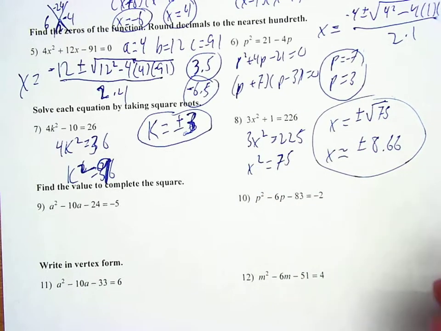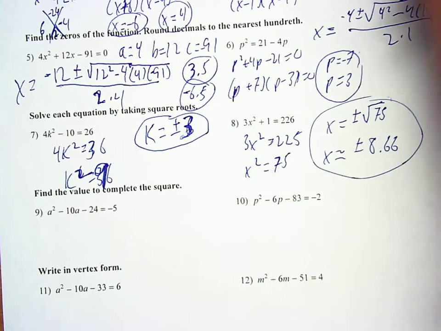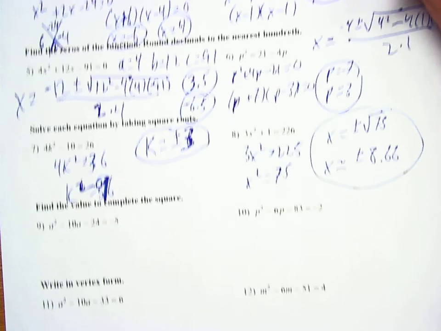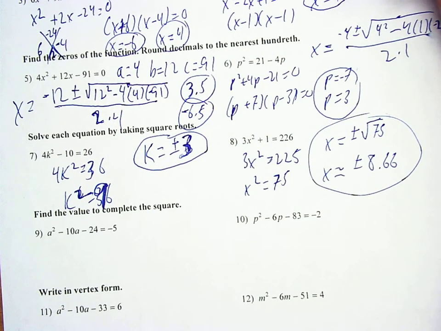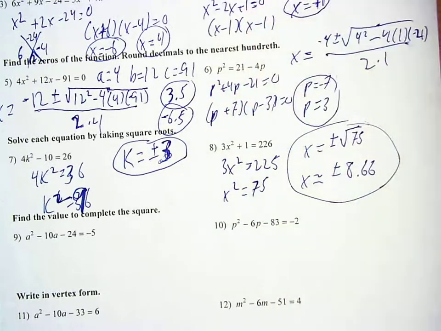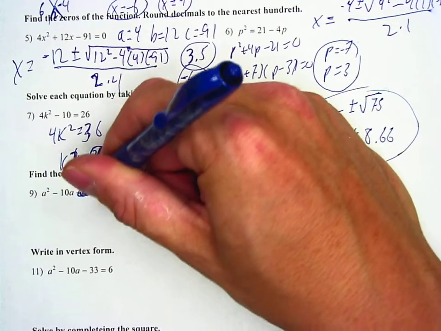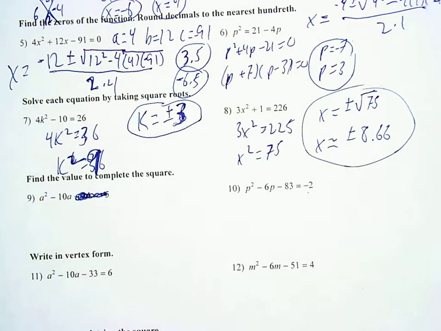All right, find the value to complete the square. I did fix this on the quiz, so it looks a little bit different. On your practice quiz, this should just have a blank spot next to the 10. So it should just say a squared minus 10a. On my version here, I didn't fix it yet because I used the printed version. But on your version, it doesn't have either of those two numbers. It just has that. What I'm asking for is what you need to add to this to complete the square.